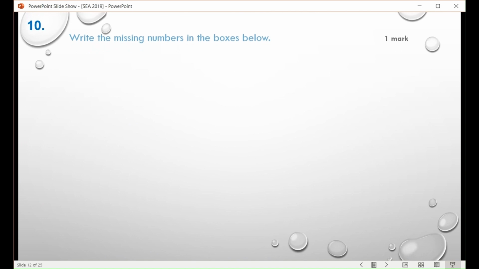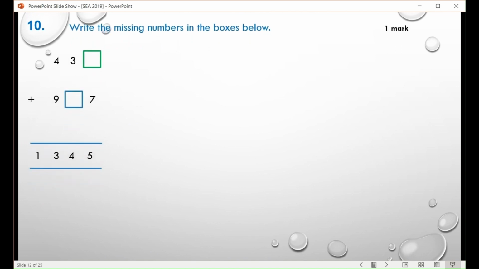Number 10, write the missing numbers in the boxes below. And if we look at the numbers, we can see we have 430 something because we don't know what that is. So I indicated it with a green box. Added to 900, we don't know how many tens, so we have that in a blue box, and 7. And when we add these two, it will give us a total of 1,345.